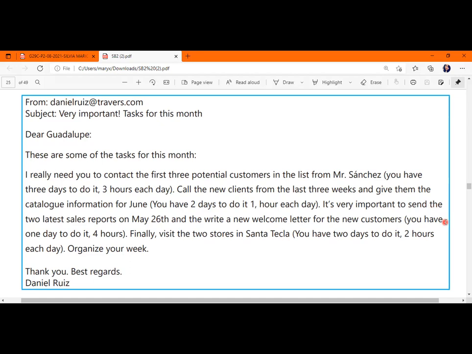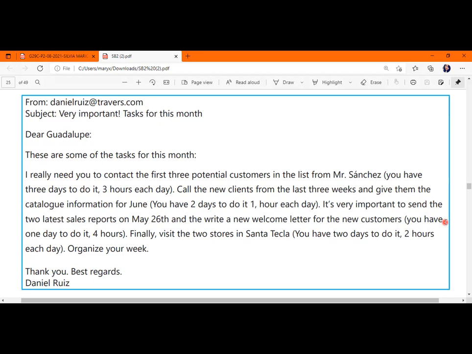Finally, visit the two stores in Santa Tecla. You have 2 days to do it, 2 hours each day. Organize your week. Thank you. Best regards, Daniel Ruiz. Right?